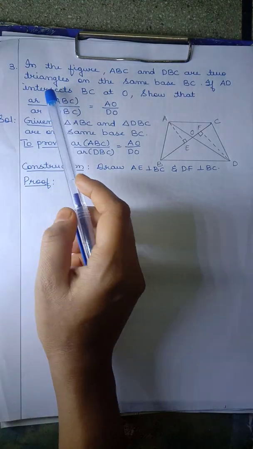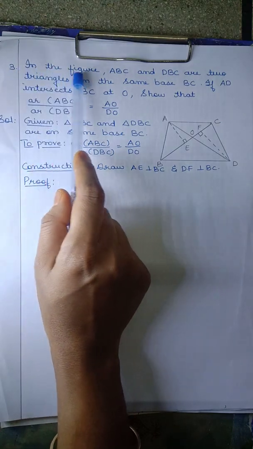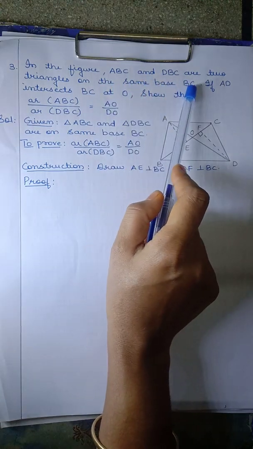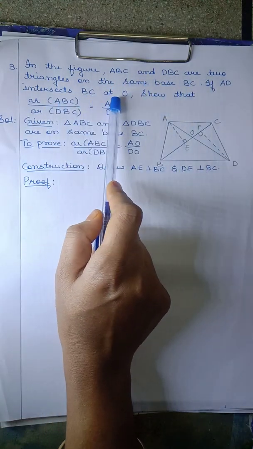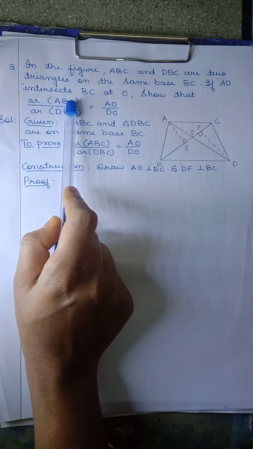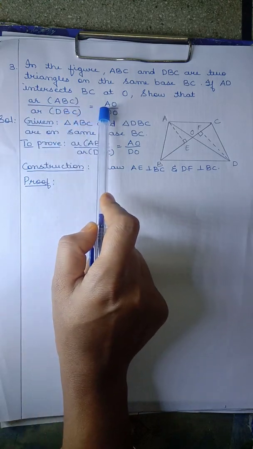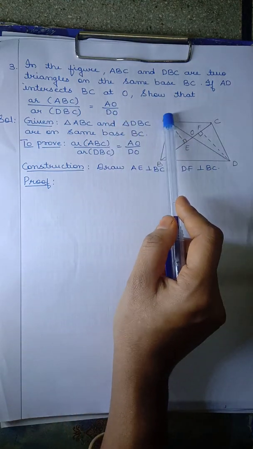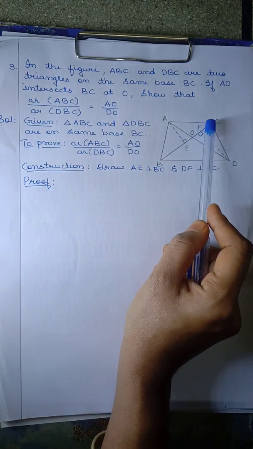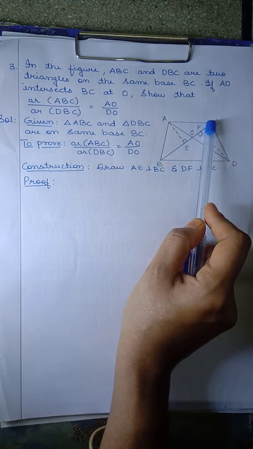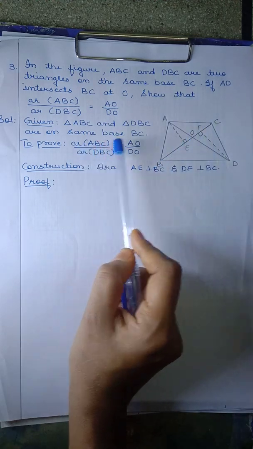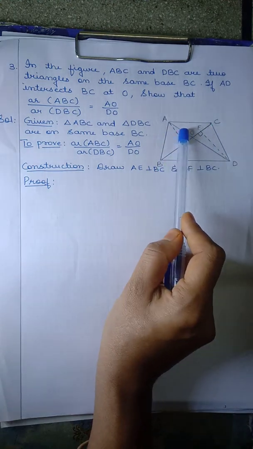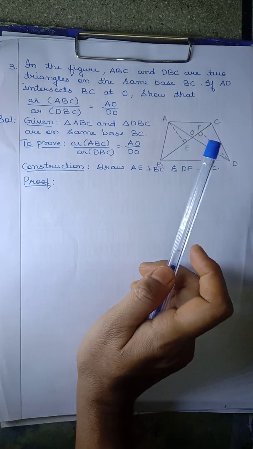Yes children, now coming to the third question. The third question is, in the figure ABC and DBC are two triangles on the same base BC. If AD intersects BC at O, show that area of ABC upon area of DBC is equal to AO upon DO. Okay children, you have to prove. Now ABC is one triangle, DBC is one triangle on the same base BC. Okay, this is given. To prove is area of the triangle ABC upon area of the triangle DBC is equal to AO upon DO.